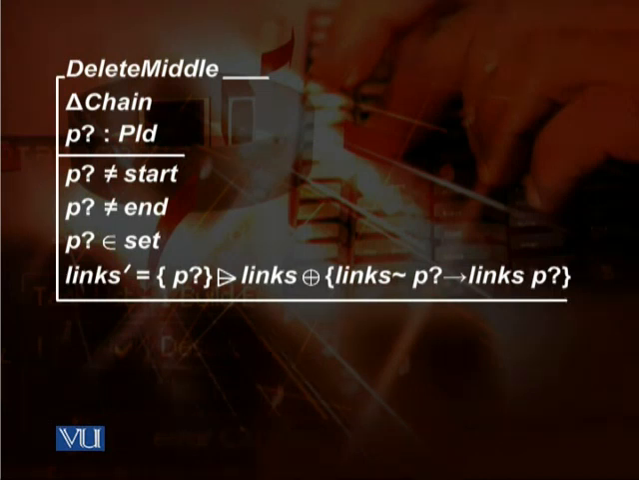And then we say that we define the previous of links, this links tilde P, that means this was the element in the domain which was pointing to P. Now that element points to links of P. Links of P is the element which was pointed to by P. So we took the element which was pointing to P and we make it point to the next element, and we added this to our set of associations in our relation links.